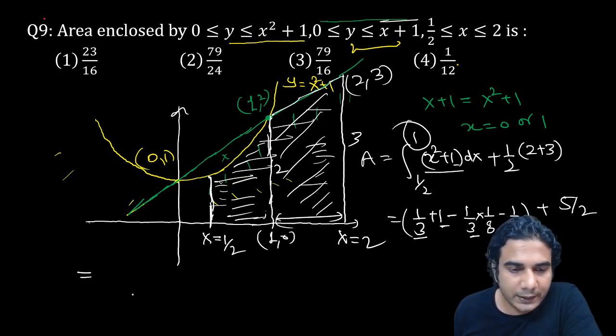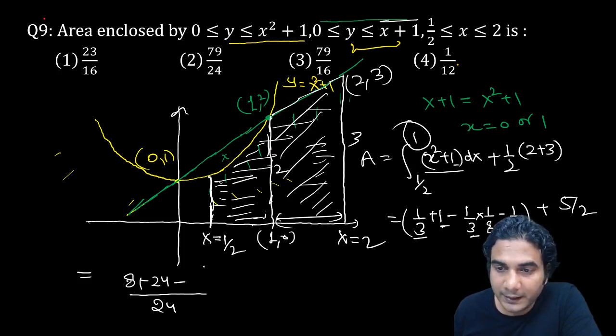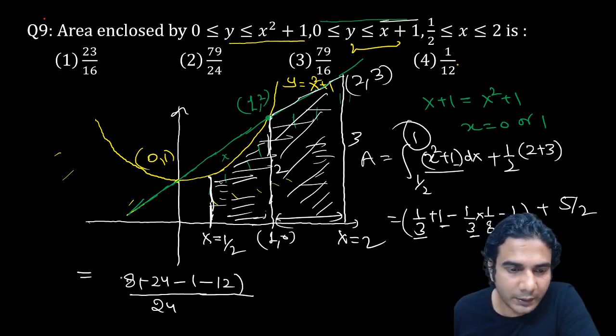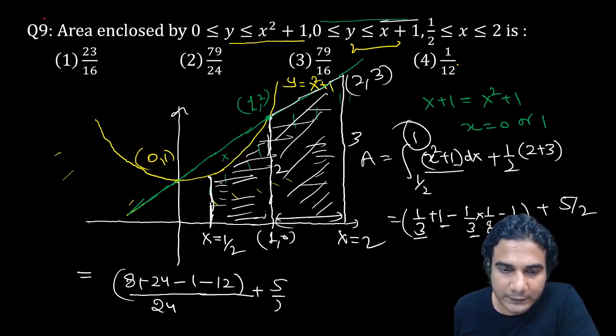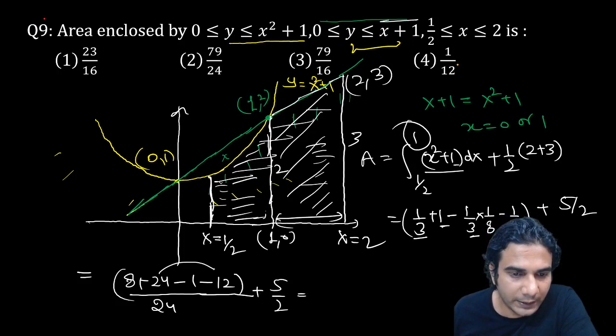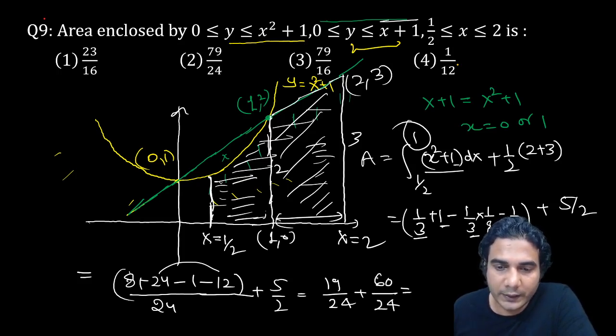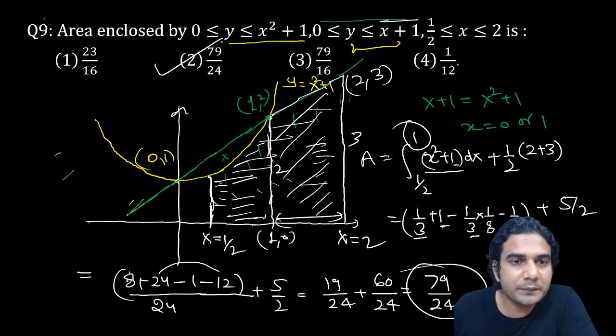All right. So if I take the LCM, which is actually 24 now, then it will be 8 plus 24 minus, this is 1 only, all right, and this will be minus 12, all right, plus 5 by 2. Now let's simplify it, so this will be 12 plus 8, 20, 19, so it will be 19 upon 24, all right, plus 5 upon 2, so let's make 24 in the denominator here also, so 24 multiplied by 12, so it will be 60, all right. So now 60 plus 19 is 79 by 24, all right. So this was the correct answer, 79 by 24.